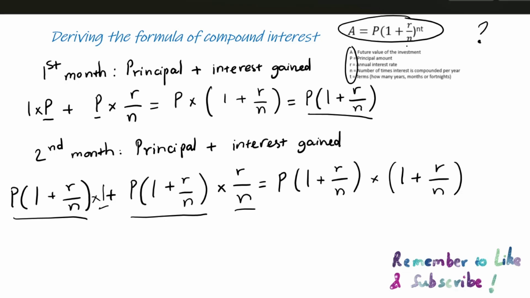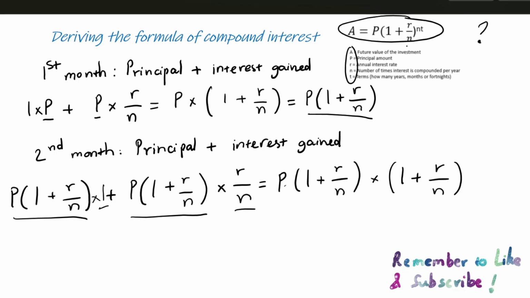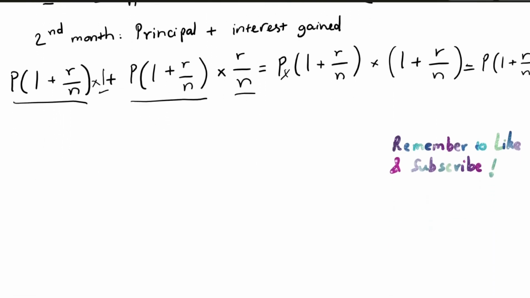Now, let's take a look at this whole thing here. Is it not just P times 1 plus R over N and times 1 plus R over N? That means there are two identical numbers being multiplied together. If you multiply something by itself once more, that is essentially squaring it. So that would make P times, and then bracket 1 plus R over N to the power of 2. So far so good. Let's move on.